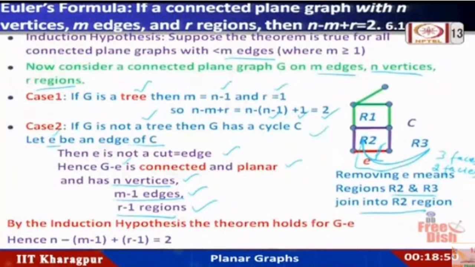Now by the induction hypothesis, this theorem holds for the smaller graph, that is G without E. If we plug in these values, n as n, m as m minus 1 and r as r minus 1, that becomes n minus m plus r is equal to 2. Hence this theorem is proved.